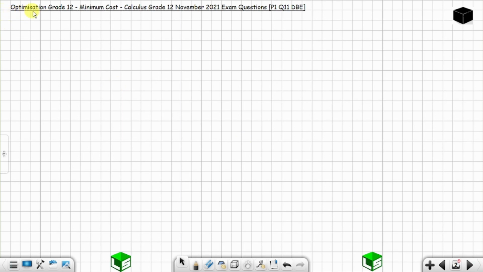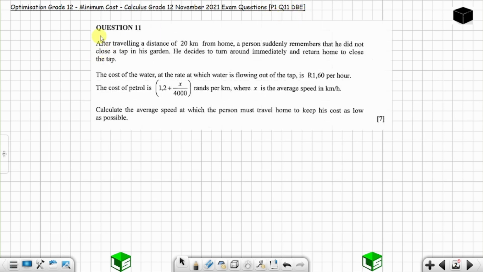Okay, optimization grade 12. This question is going to focus on minimum cost. We're still on calculus grade 12, November 2021 exam questions. The question is from paper 1. This is question 11 from DBE.